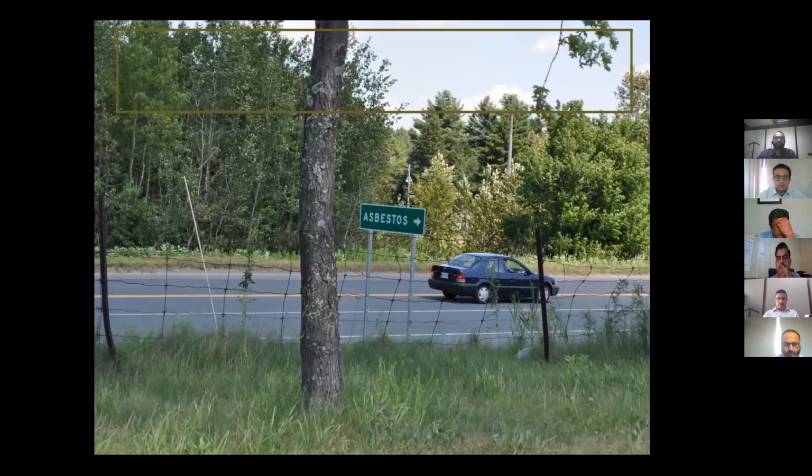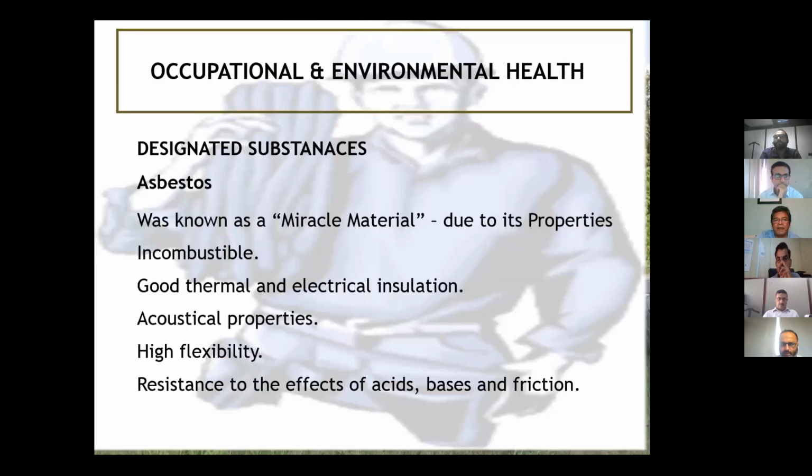So I showed this picture. This is the city of Asbestos in Quebec. There is also a city in Russia. They call it Asbest, A-S-B-E-S-T. But asbestos, when it was discovered, it was actually called a miracle material. It was something new for the world, especially the North American countries and Europe.